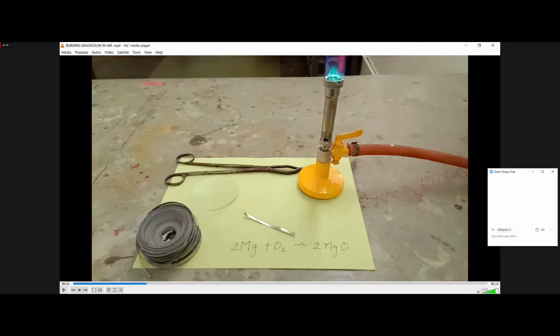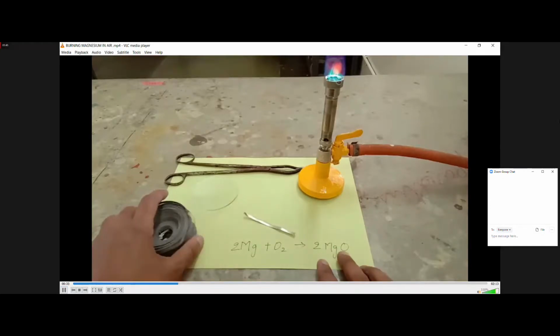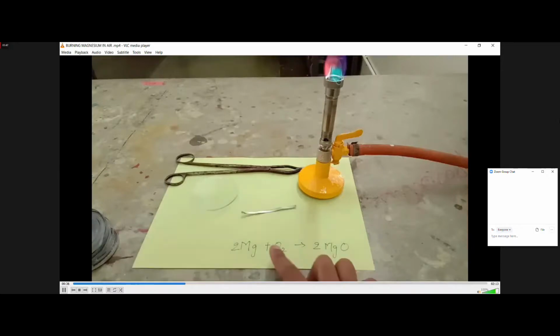Okay, and then what is he going to do? He's going to burn the magnesium. Combustion of magnesium means burning of magnesium. He's going to use the tongs and put it under the Bunsen flame. This is the Bunsen burner and a watch glass in which I am going to collect the magnesium oxide, which is white in color. When magnesium reacts with oxygen, it requires heat energy.